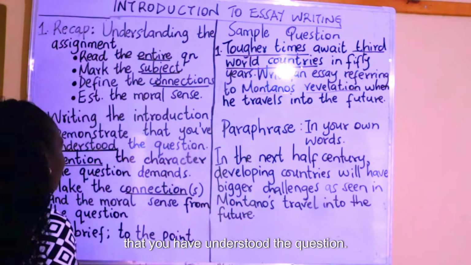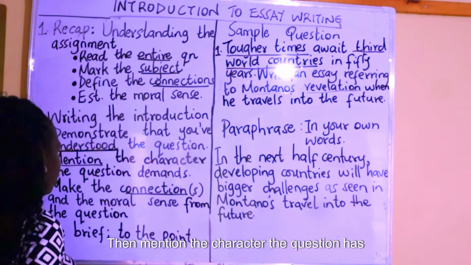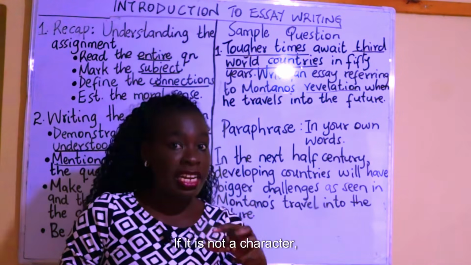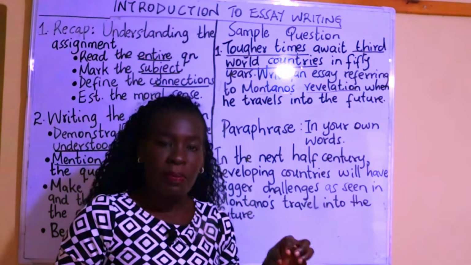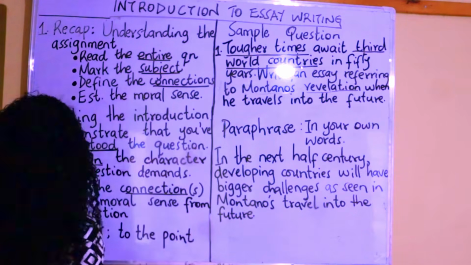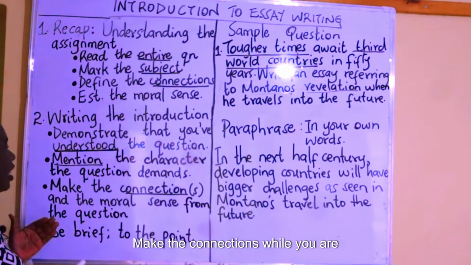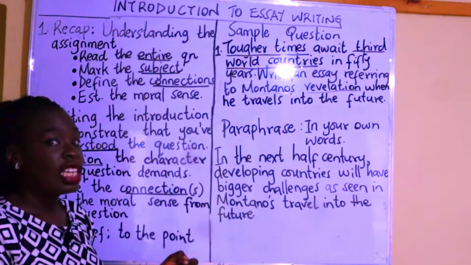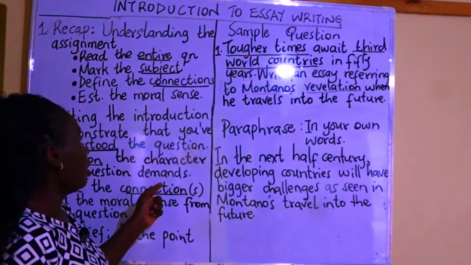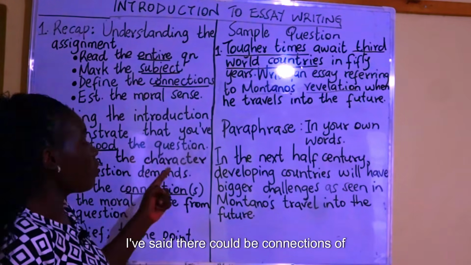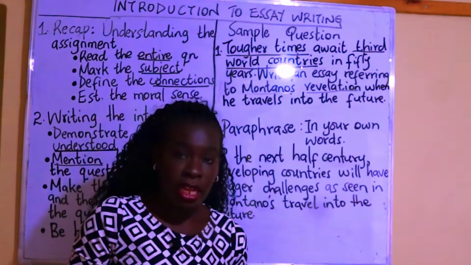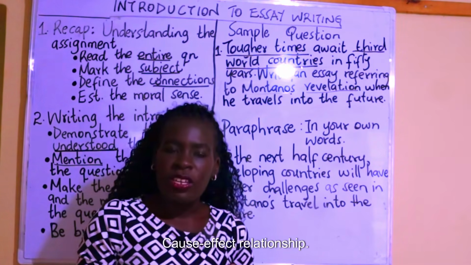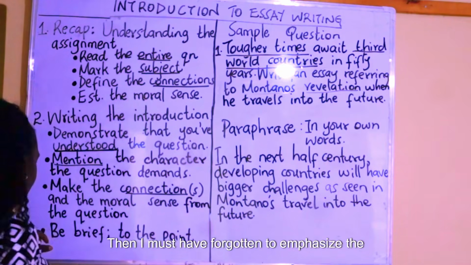Show us that you have understood the question. Then mention the character the question has demanded you to. If it is not a character, it will be an episode. Mention that episode consciously. Make the connections while you are paraphrasing. Ensure that the connections are retained. I've said there could be connections of cause effect and they are common. You do something bad, you are punished. You do something good, you are rewarded. Cause effect relationship.